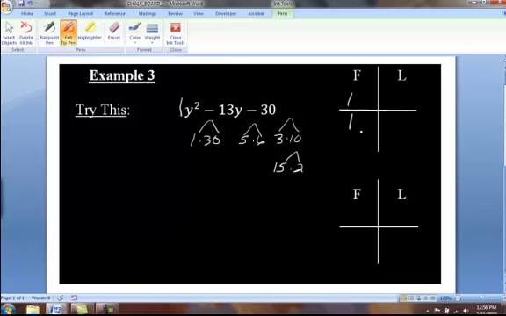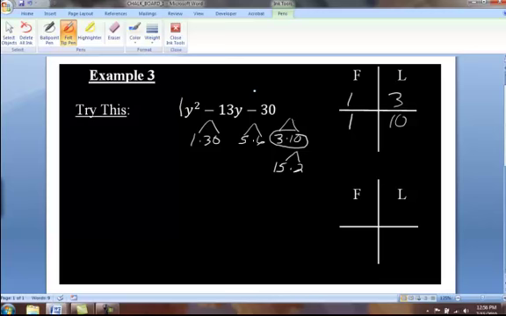Now, because my first factors are just 1 times 1, really the numbers in the last column are going to be used to determine the middle term here. So I'm going to try to look for combinations of factors that'll give me 13. So it looks like 3 and 10 will work. So let's try those. And you have to be very careful and pay attention to your signs.